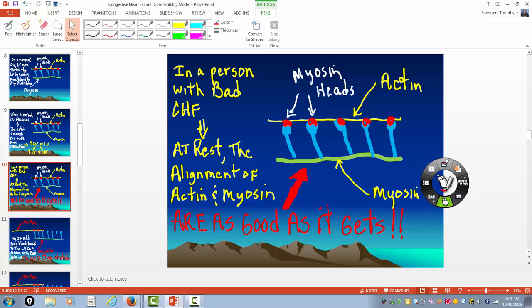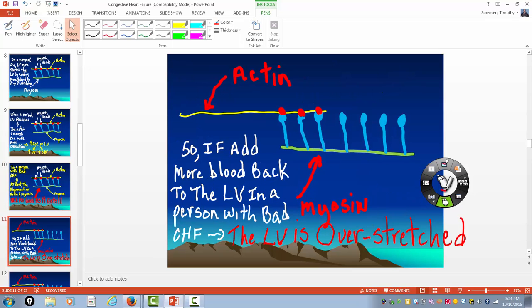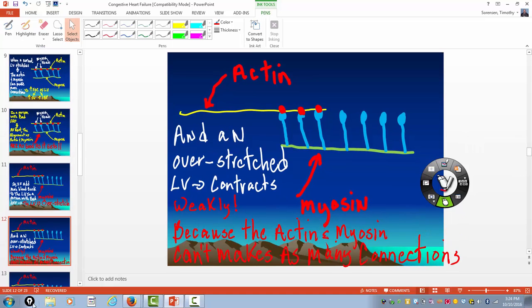What did you do? You added more blood back to the right side of the heart, and that came back to the left side. The right side is fine, right? Stretch it, no problem. But now you're sending more blood to the lungs, and all that blood is going to make its way back to the left ventricle. The left ventricle is damaged. So now you're going to overstretch the left ventricle, and when it gets overstretched, the alignment of actin and myosin is bad.